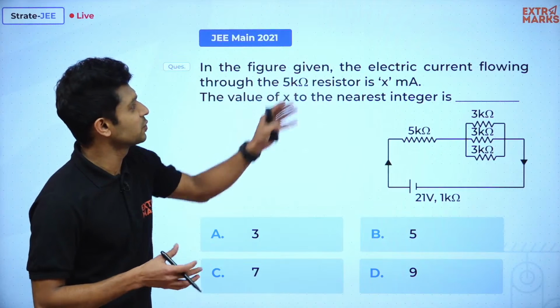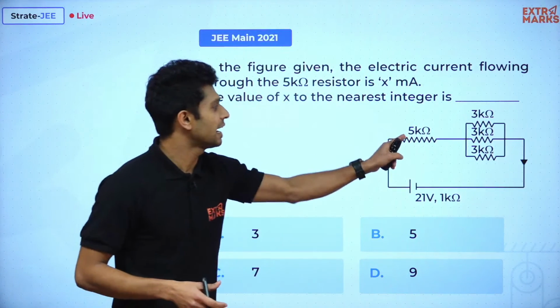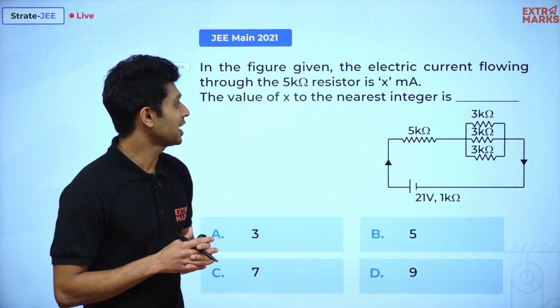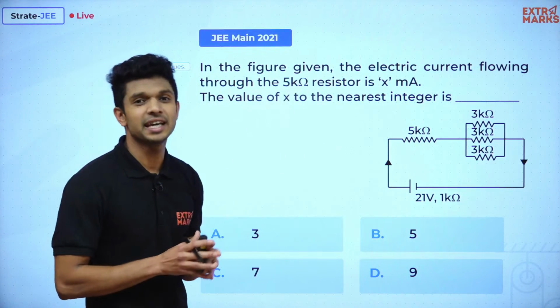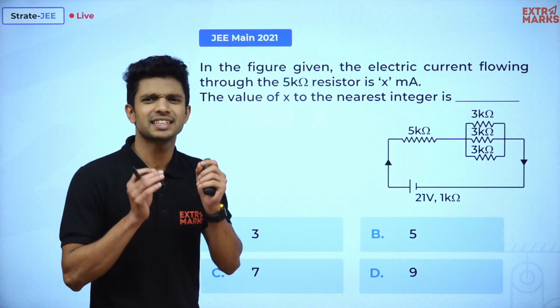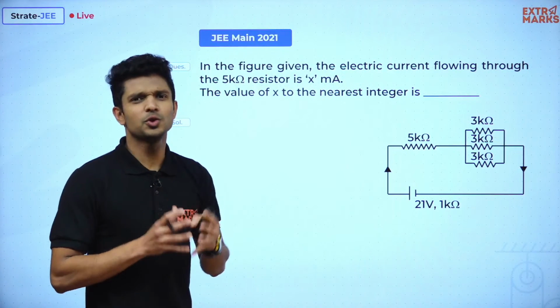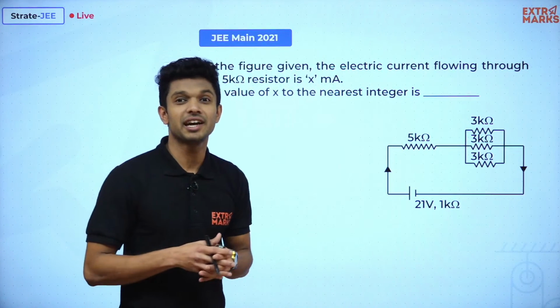In the figure given, the electric current flowing through the 5 kilo ohm resistor is X milliampere, which means we are asked to find the value of X, the value of current that is passing through this 5 kilo ohm. Now you all know the drill, right? Because many of you have already attended my class.